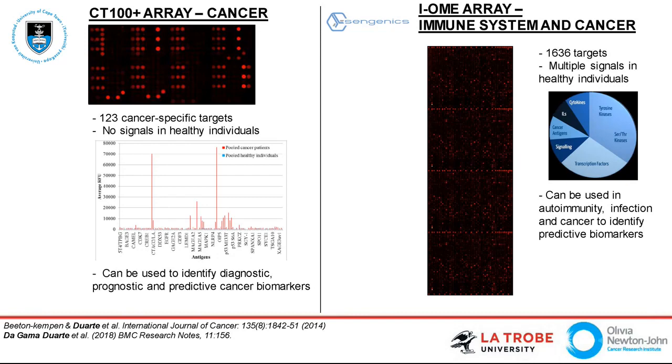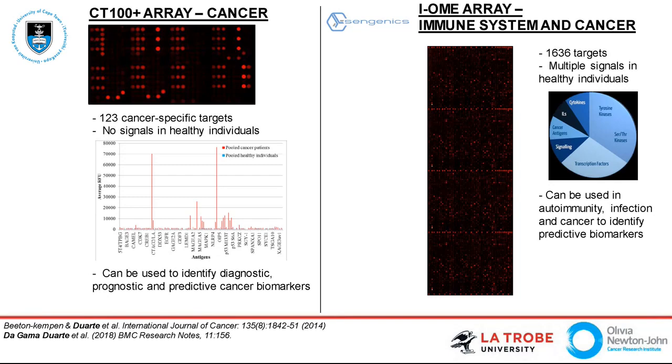So the two arrays that I'll be talking about are the CT100 array. So the CT100 array is a cancer-specific array that I developed during my PhD with Professor Jonathan Blackburn at the University of Cape Town. And the Syngenix cancer testis antigen array is very similar and an expanded version of this array. So it includes 123 cancer-specific targets. So that means when I screen healthy individuals, I don't get any hits. But when I screen patients with different cancers, I do in fact get different targets.